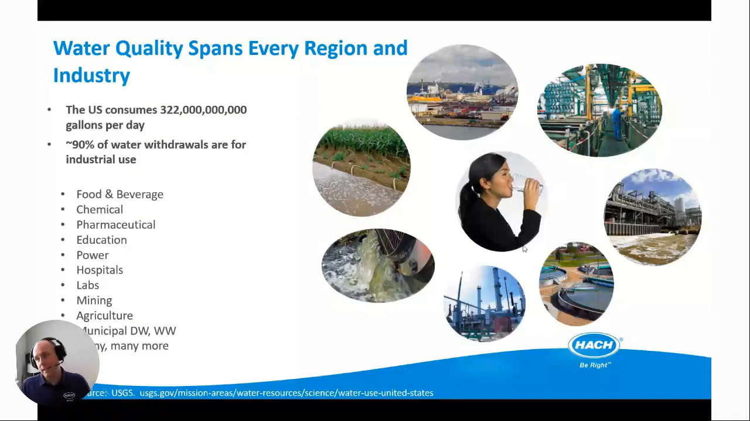I also stuck in an image here in the middle of this woman drinking some water because I want to highlight that water quality is critical not only in industry where it's used, but eventually all of this water runs downstream into someone else's drinking water plant, at least in most cases. So water quality is essential for industrial processing, but it's also critical to protect the environment and human health.